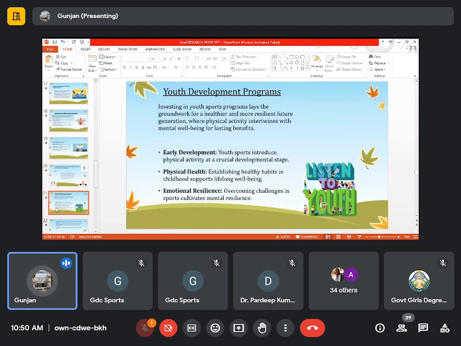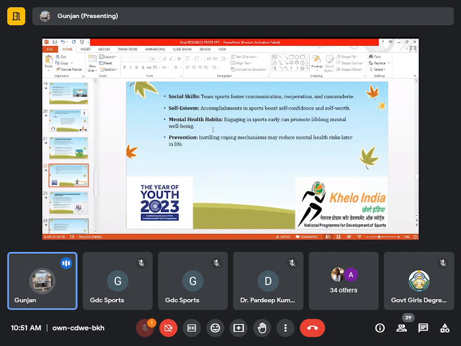Youth development programs. Investing in youth development programs lays the groundwork for a healthier and more resilient future generation, where physical activity intersects with mental well-being and lasting benefits. इसमें अर्ली डेवलपमेंट है, फिजिकल हेल्थ है, इमोशनल रेजिलेंस है, नेक्स्ट सोशल स्किल्स, सेल्फ एस्टीम, mental health habits and prevention. These are types of programs जो अभी चलते हैं, जैसे खेलो इंडिया फॉर यूथ.